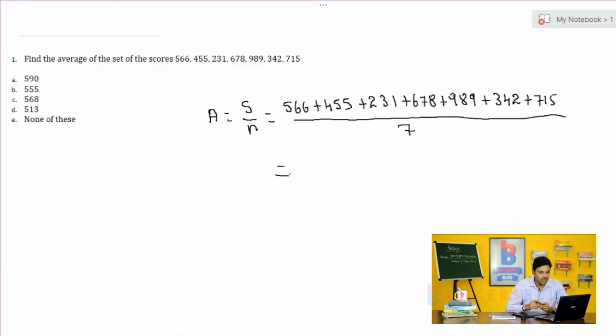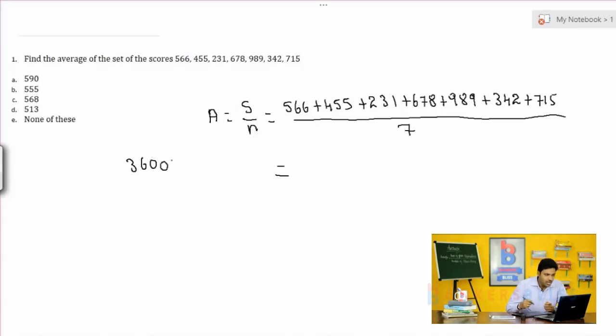500 plus 400, 900, 900 plus 200, 1100, 1100 plus 600, 1700, 1700 plus 900, 2600, 2600 plus 300, 2900, 2900 plus 700, so 3600.